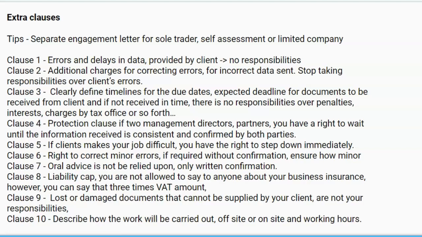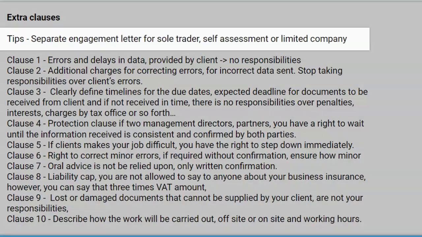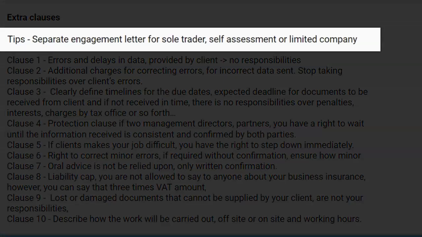Let's now have a look at the extra clauses that I highly recommend for you to use, or at least to consider before you sign an agreement or engagement letter with your clients. So, of course, the first major tip is when you write an engagement letter, whether it's for a sole trader or partnership, self-assessment or a limited company, make sure that you have separate engagement letters for each business entity.